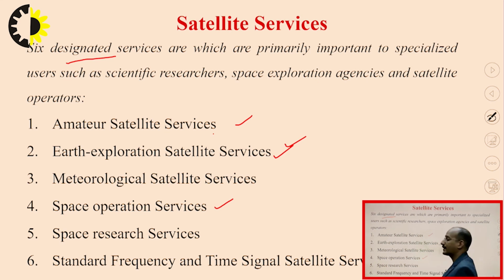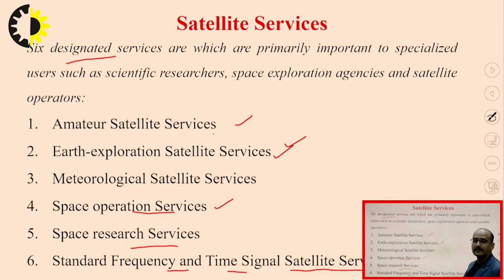And as you know, the satellite substation located in the International Space Agency, that satellite station placed in outer space, is also using these space operation services. Similarly, there are space research services and standard frequency and time signal satellite services. So these are all the various kinds of services that are offered by the various kinds of satellites.